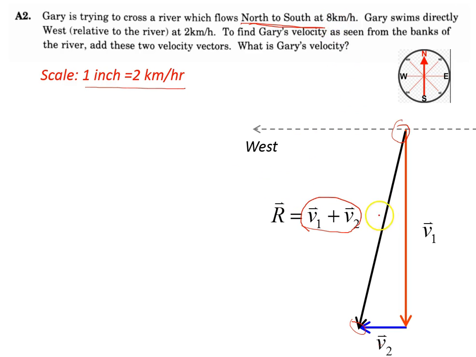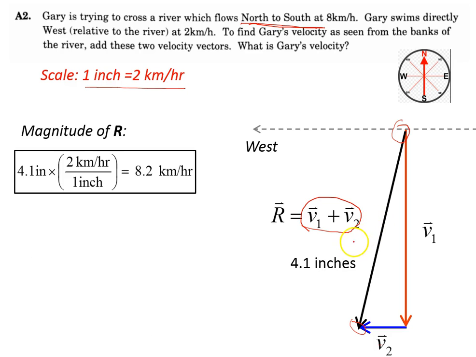So again, how do I get information out of this? I have a line on paper now that is the sum of the two velocities. Well, you're going to get out your ruler and measure it. 4.1 inches. Then you take that 4.1 inches and multiply it by the scale factor. So 4.1 times 2 kilometers an hour per inch, and his total velocity relative to the stationary banks of the river is 8.2 kilometers per hour.